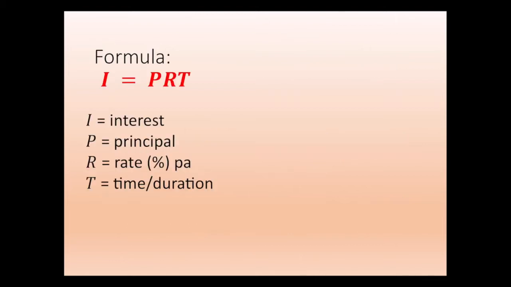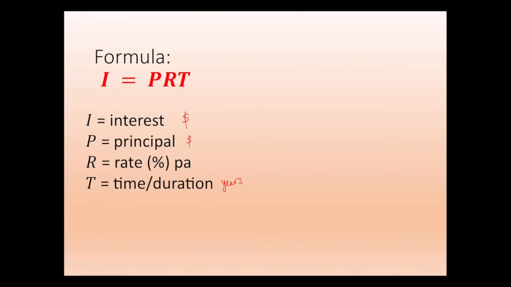Now, let's find out how to determine the interest. The formula is I equals PRT, where I is the interest, usually in dollars, P is the principal, the initial amount of money we borrowed or invest, R is the rate, percentage per annum, and T is time, the duration, usually years.